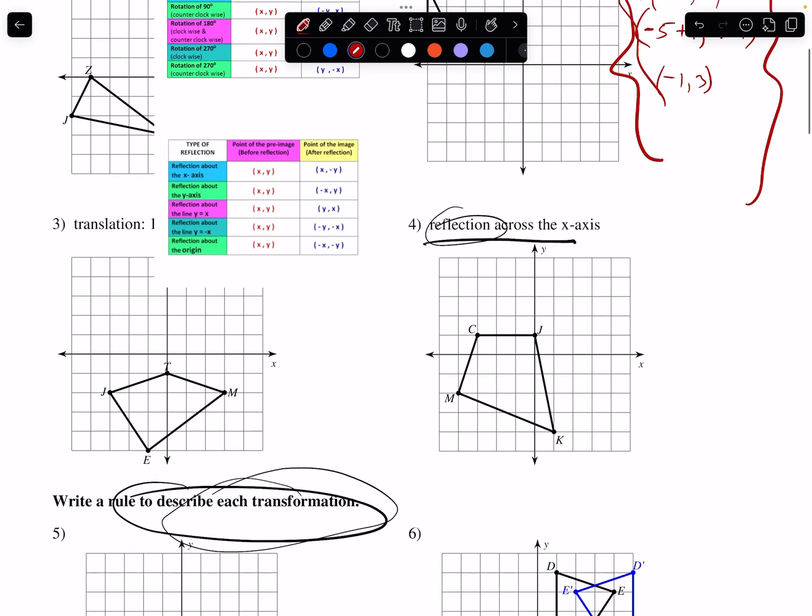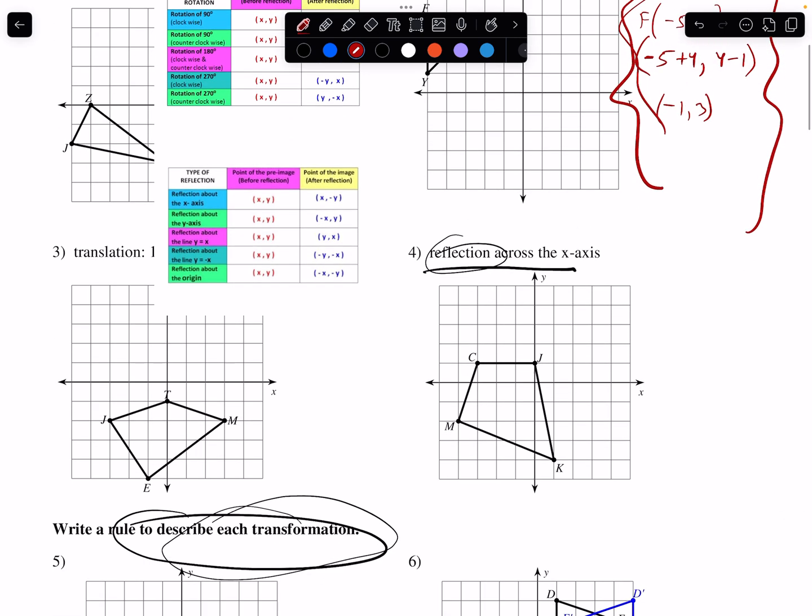So again, reflection across x, all you have to do is just count how far you are from the x, and that's how far you need to be below if you're above. Okay, that's how I think about it. Or you can use the rule, right? (x, -y). So you're just changing the sign of the y, right? Okay, we're not changing the value, we're changing the sign. Okay, this is it. And then you're just gonna connect your dots like this.